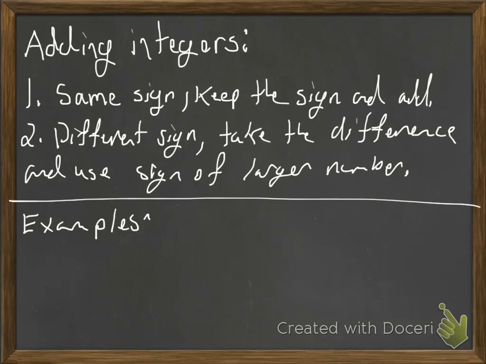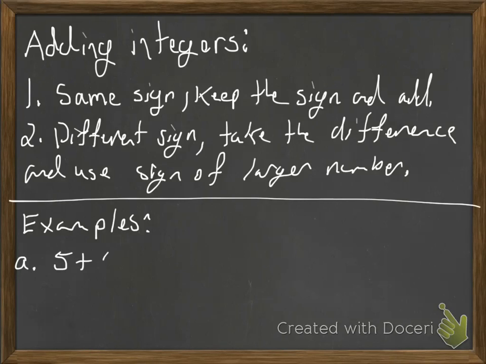So what you're going to do is you're going to find the difference between the two numbers. And then you're going to use the sign of the larger number. So you're just going to look at the number and you'll keep the sign of the larger number. So we're going to look at a couple of real quick examples.